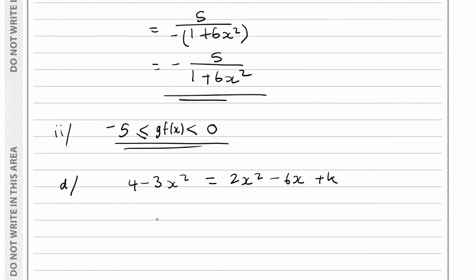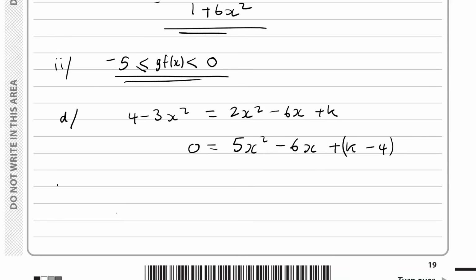So let's make it equal to 0. So we're going to have 5x squared minus 6x, and then plus k minus 4. So it's got no solutions where b squared minus 4ac is negative. B squared minus 4ac is our discriminant. It tells us how many solutions a quadratic has. So where b squared minus 4ac is negative, there are no solutions.